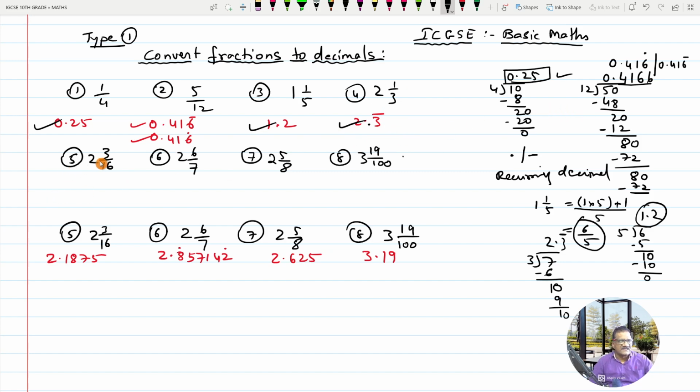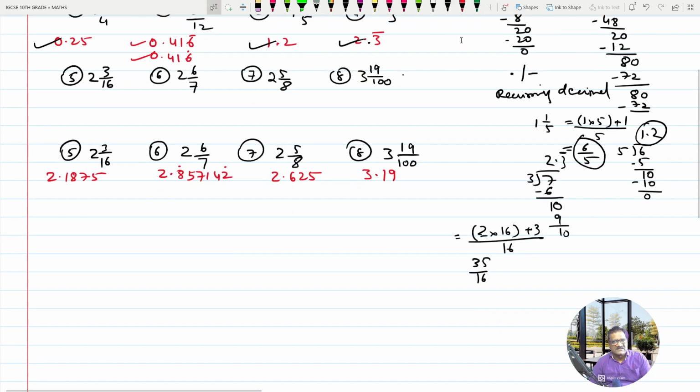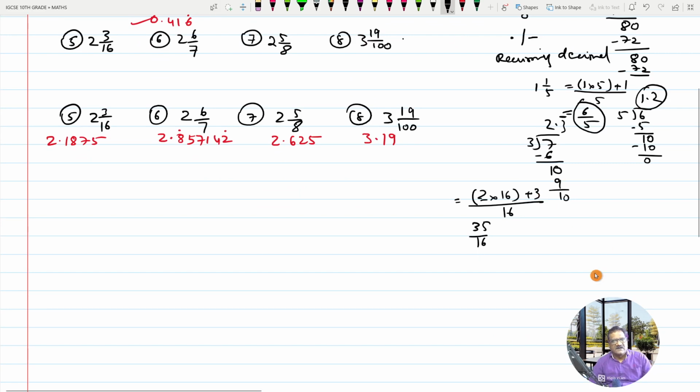Next is 2 3/16. Now 2 3/16 is a mixed fraction, so let us convert it into an improper fraction. How are we going to do that? You will do 16 2s are 2 into 16, plus 3, whole divided by 16. This should work out to 16 2s are 32, 32 plus 3 is 35, divided by 16. So let us do this division, 35 divided by 16.